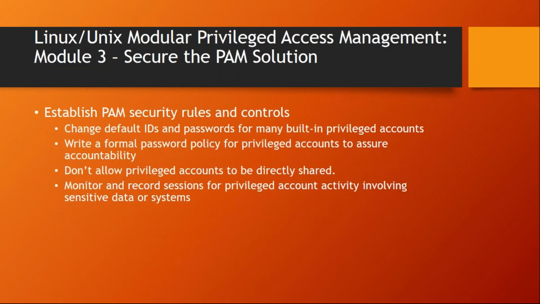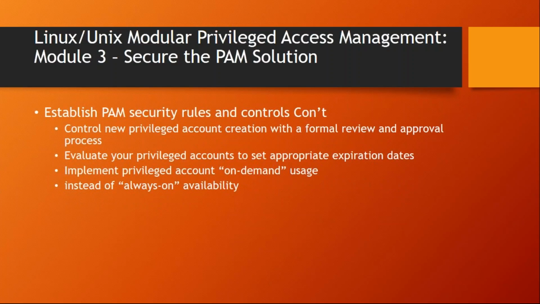All right, here are some other things you want to do when you're securing your PAM solutions. Establish PAM security rules. Change the default IDs, I talked about that. Write a formal policy. Don't allow privileged accounts to be directly shared. Monitor and record all your privileged account sessions so you can see what people are doing. Control your new privileged account creation with a formal review and approval process. Evaluate your privileged accounts to set appropriate expiration dates for them. I talked about that earlier. Implement privileged account on-demand usage. I talked about that. Don't have them always on. You want to be able to do something different than always-on availability.